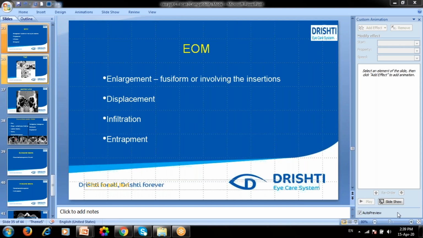There is also another question. The panel is asking which generation of CT is best for ophthalmology. Yes, Kapil, once again, which generation of CT scan is good for ophthalmology?